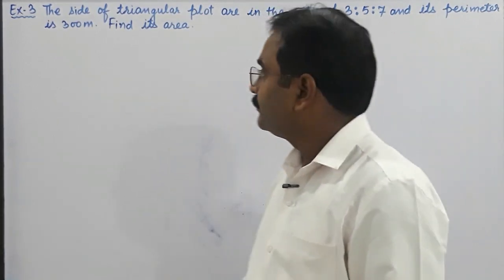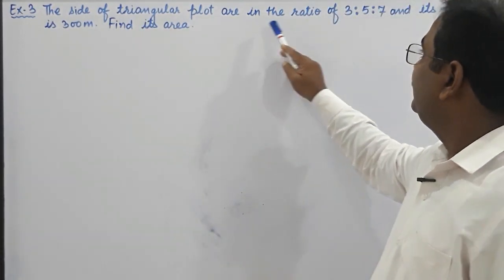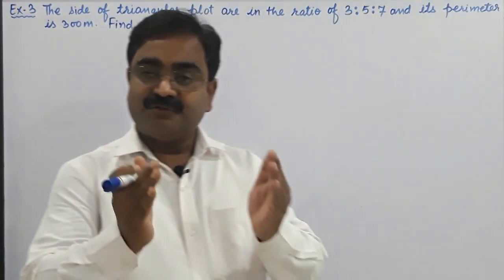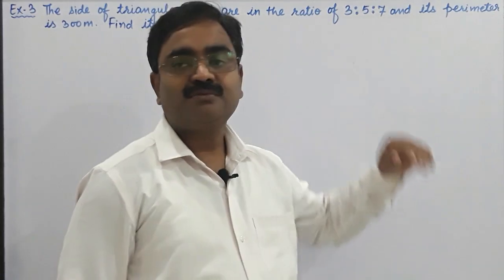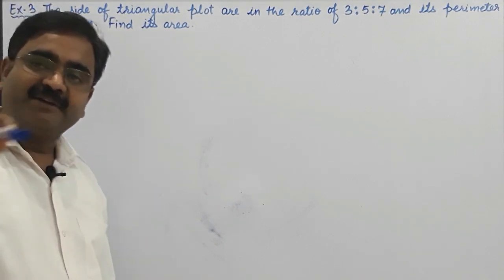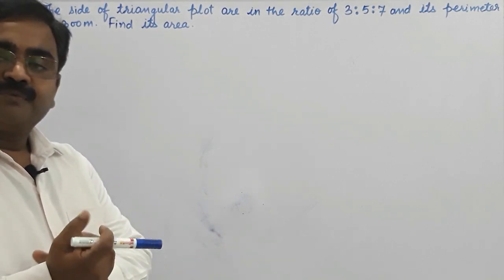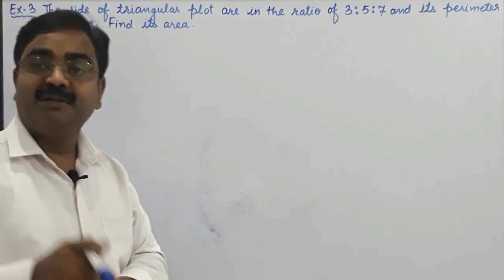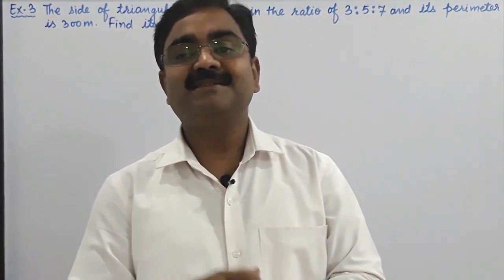In this example, it's given that the sides of a triangular plot are in the ratio of 3:5:7, and its perimeter is given as 300 meter. Find its area. So dear students, to find the area of this triangle we need the measure of sides, and the measure of sides tells you the value of A, B and C.